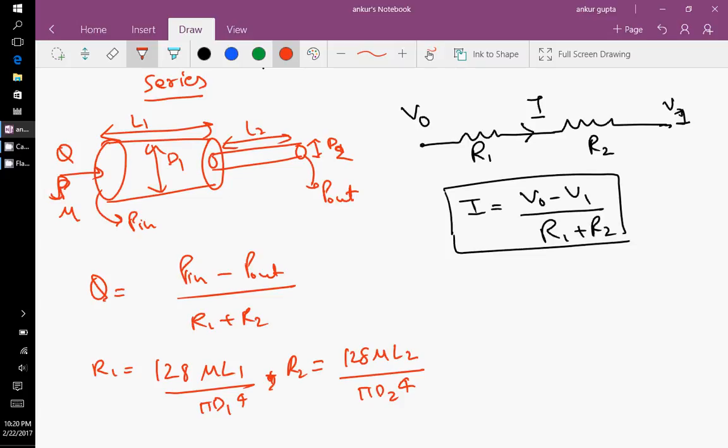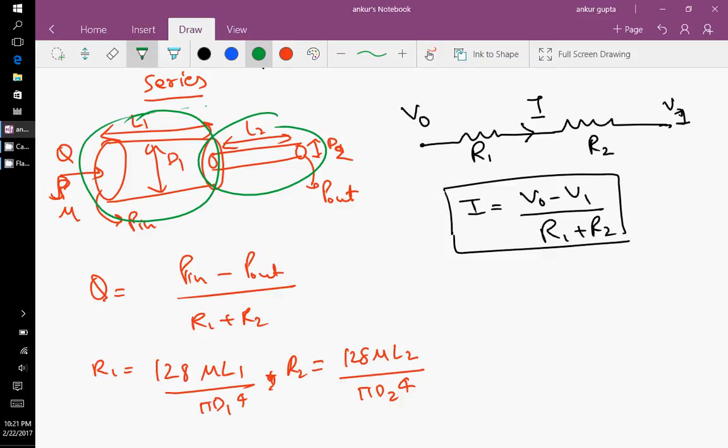Now note, this is series because the flow rate has to be the same. So whatever flow is going in the first pipe has to be going through this pipe, because the mass has to be conserved. We cannot have any flow which can accumulate in the first pipe. It has to go into the second pipe. So the flow rate in the two pipes has to be the same. Similarly, the current has to be the same in series. So we added up the resistances.